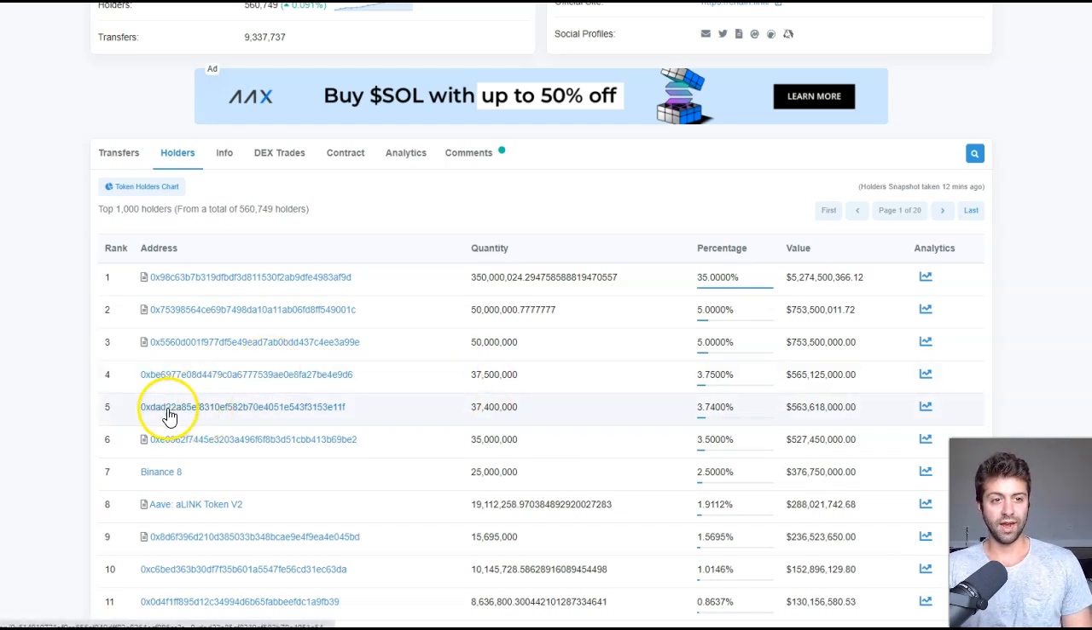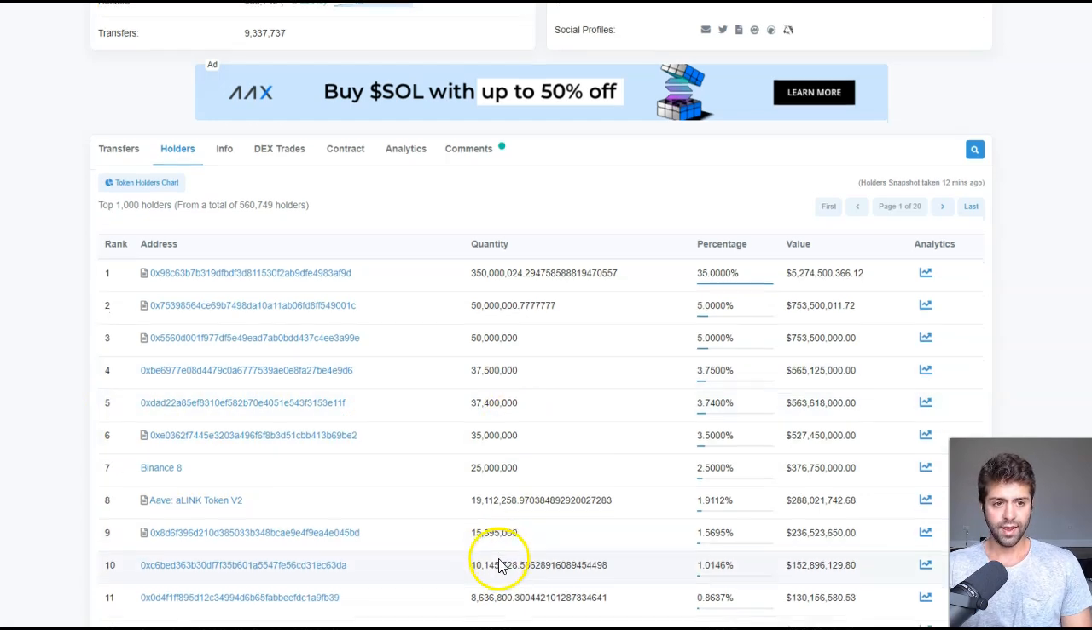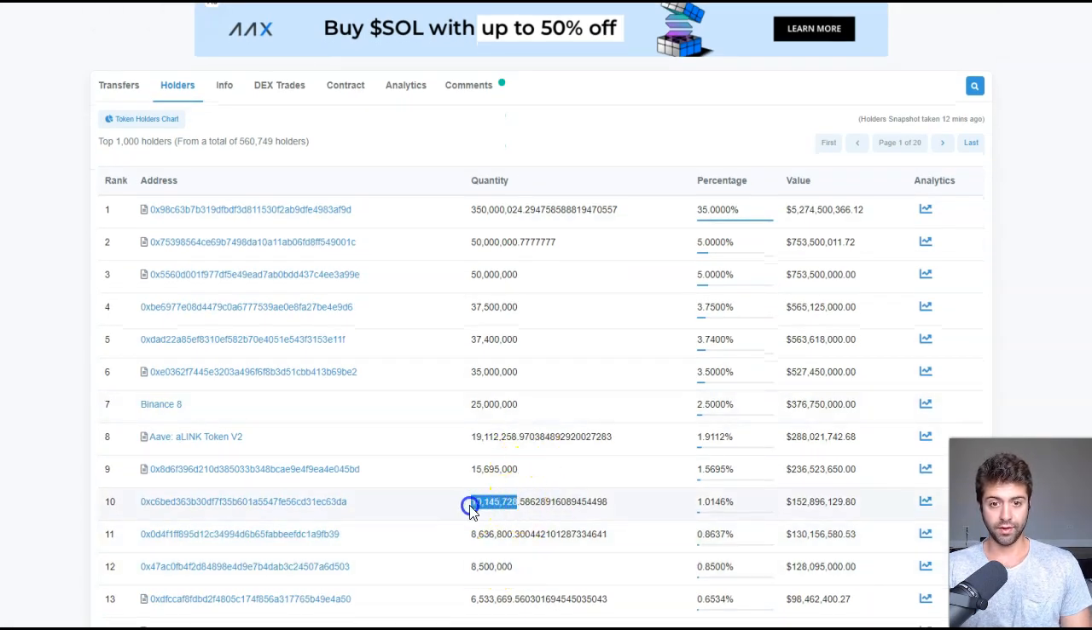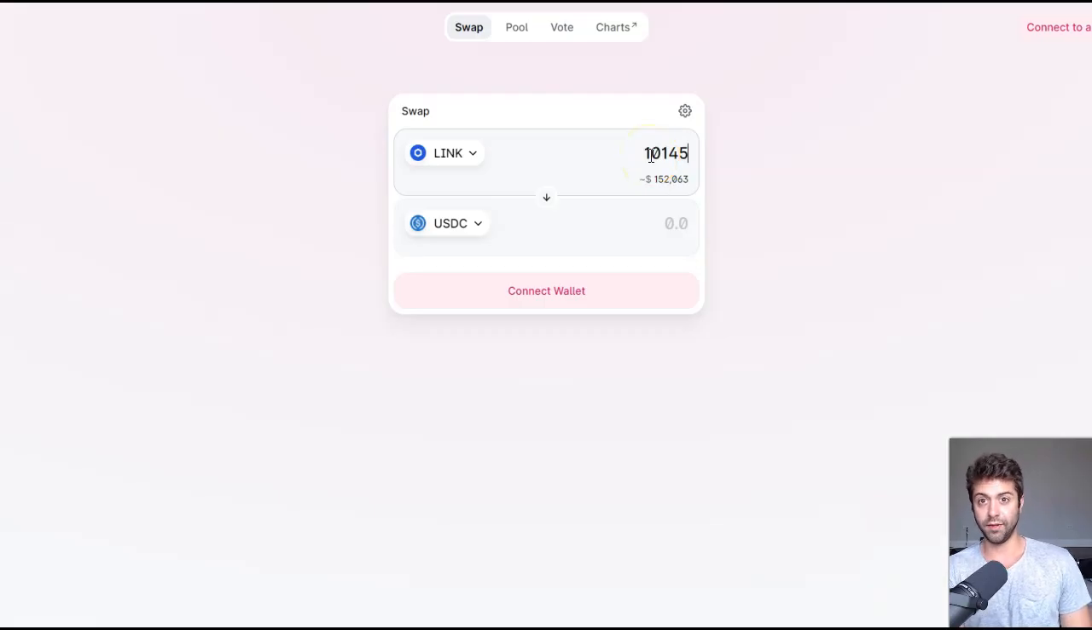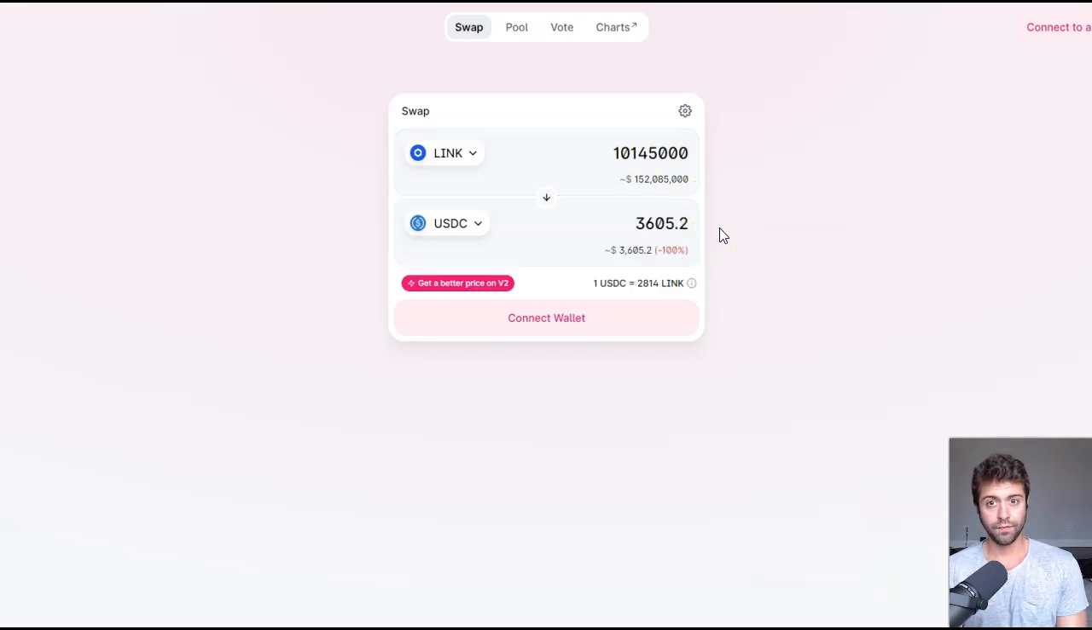But let's take a normal guy, somebody with a normal address that's not an exchange or anything. And let's take this guy with 10,145,000 Chainlink. What happens if I try to sell 10,145,000 Chainlink on the open market at the same time on app.uniswap.org? Oh look, the price goes down 100%, okay? Because again, there's not enough liquidity in the market to handle a massive market sell order from one of the many whales out there. Again, many whales, right?